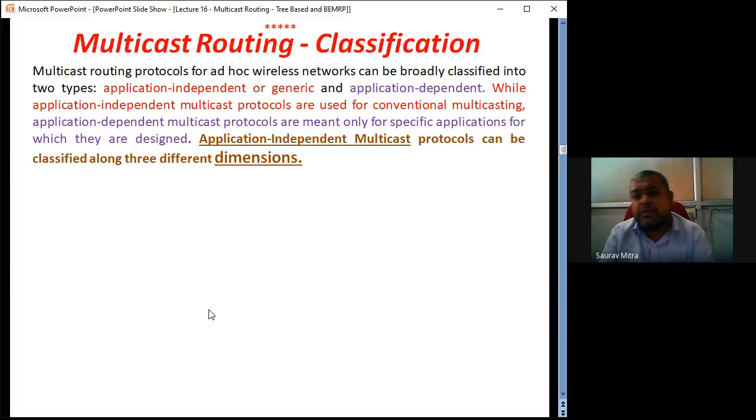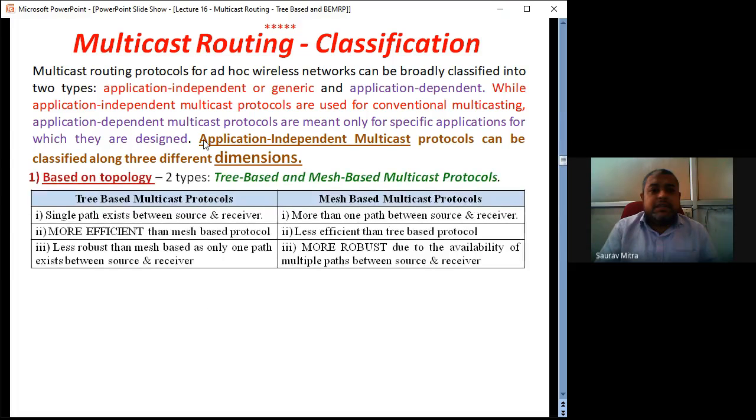So for multicast routing, you have to remember, it is many transmitters to many receivers. That means the whole network together is in the process of data transmission. Now there is a classification. Multicast routing protocols for ad hoc wireless networks can be broadly classified into two types: application independent and application dependent. If it is application independent, that means the network is there for any kind of application. They are used for conventional multicasting, and application dependent ones are used for a specific application.